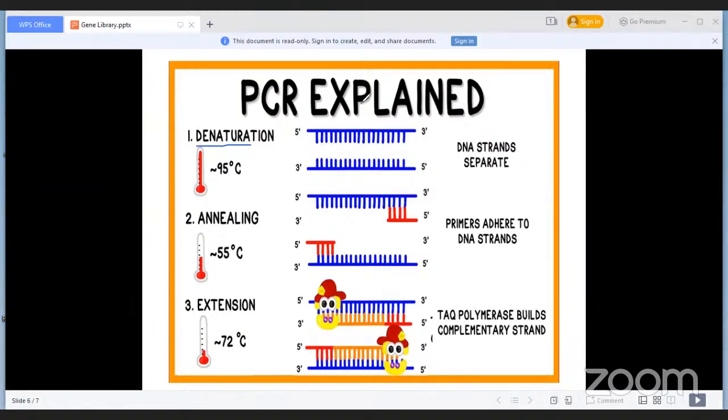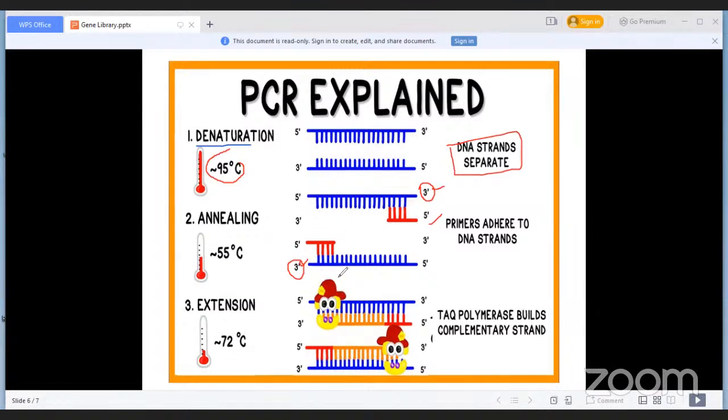Denature at 95 degrees centigrade, separated. Add primers. So which end are primers added? 5 prime to 3 prime. This is the synthesizing strand, 5 prime to 3 prime. Here it is added at 3 prime, okay? Both sides 3 prime.